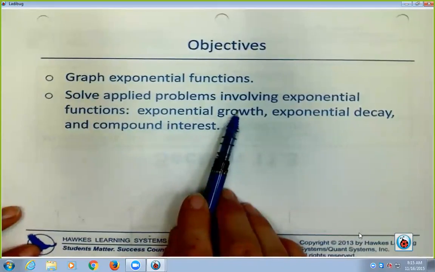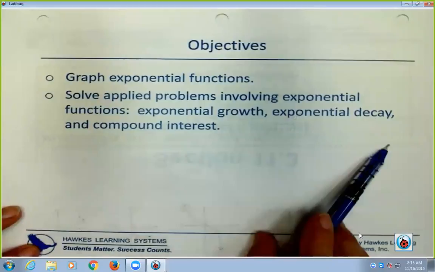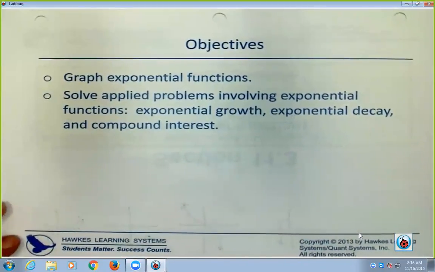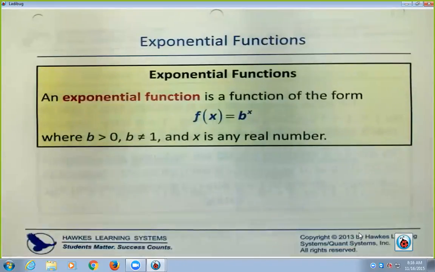So growth means we're getting better in our company. Decay means we are losing money if you're looking at it in a company. And compound interest. Those are the three areas that we'll take a peek at. So in exponential functions, what in the world do they look like?